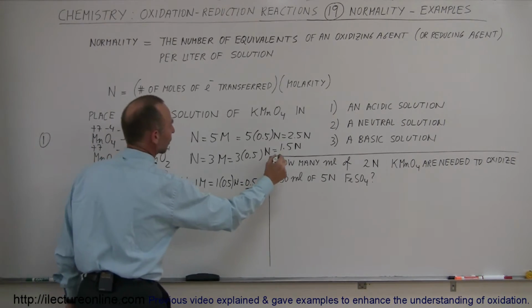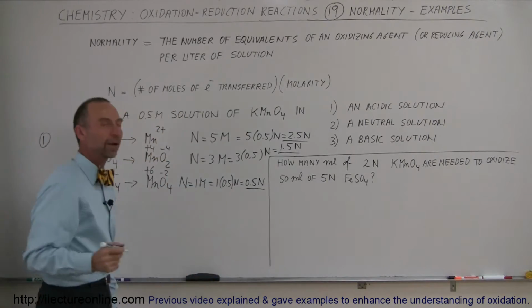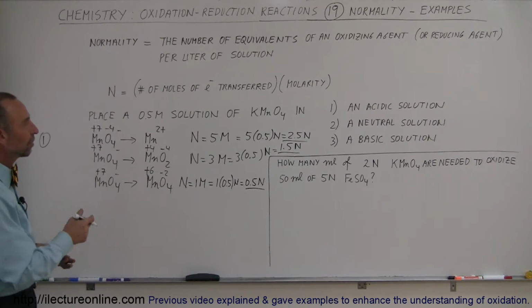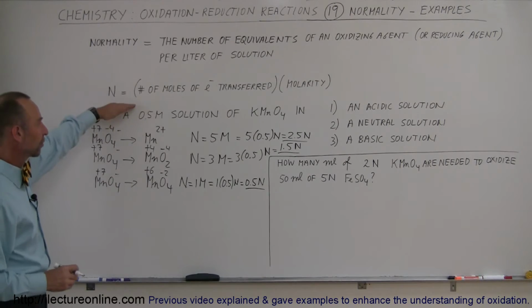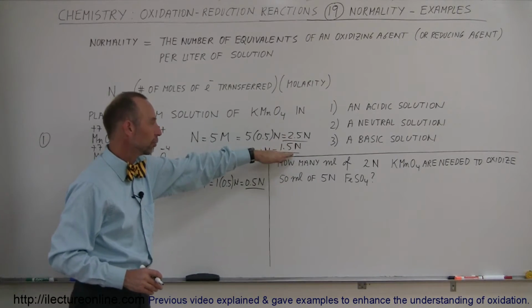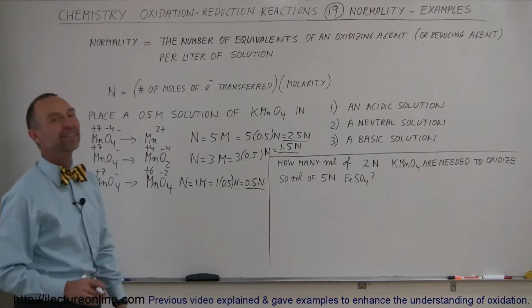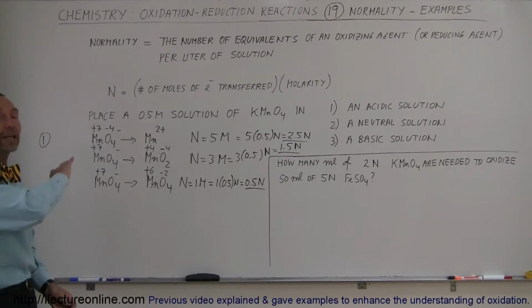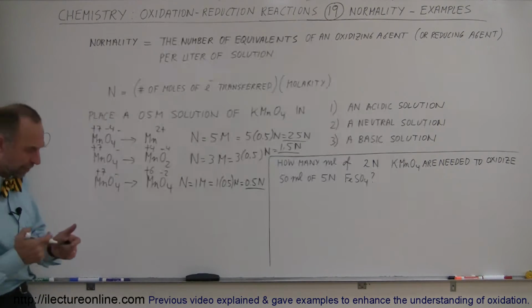So really notice how it makes a difference where the ions are placed. If it's an acidic solution, there are many more electrons transferred, so the normality would be much higher in an acidic solution compared to a neutral solution compared to a basic solution. All right, but if you are given the normality, that's already taken into account. So let's do another example here.